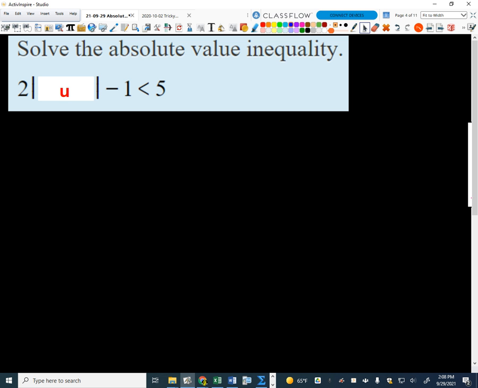Add 1 and divide by 2. And what's the purpose of that? What am I trying to accomplish? Good. So step 1 is isolate the absolute value.